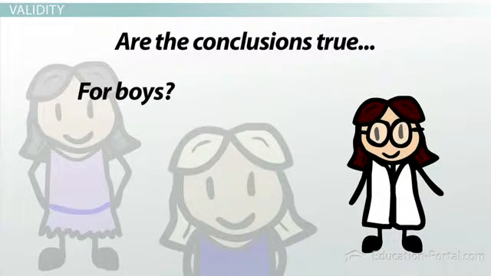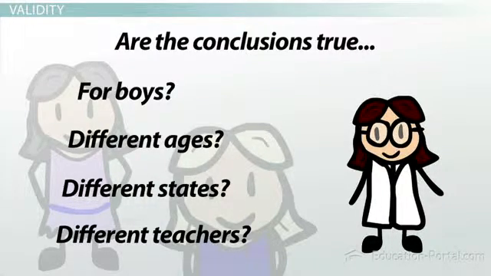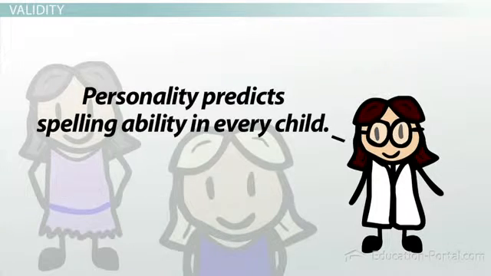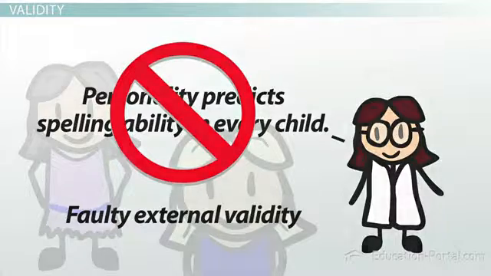She also hasn't tested children of different ages, or living in different states, or even children who have different teachers. So she must be very careful about how she generalizes her conclusions. If she concludes that personality predicts spelling ability in every child, that conclusion doesn't have good external validity, because her conclusion is simply not valid without testing other types of children.